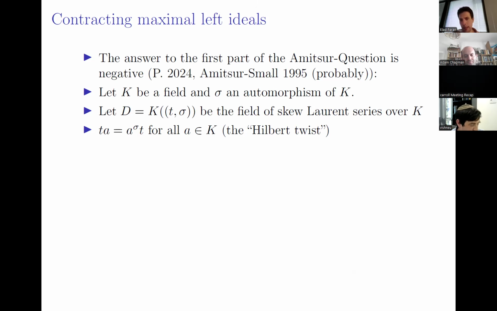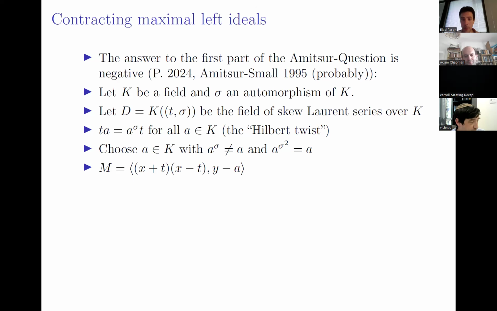Okay, and it is well known that if you define multiplication via this rule, then you get a division ring. And now what we do is we choose an element a in K, which is not fixed by sigma, but is fixed by sigma squared. And then we consider the following ideal, the left ideal generated by x plus t, x minus t, and y minus a. You can check that this is a maximal left ideal. This is not a trivial check, and it is maybe somewhat surprising. First, it's not even trivial that this is a proper ideal, but it is. You have to check this.